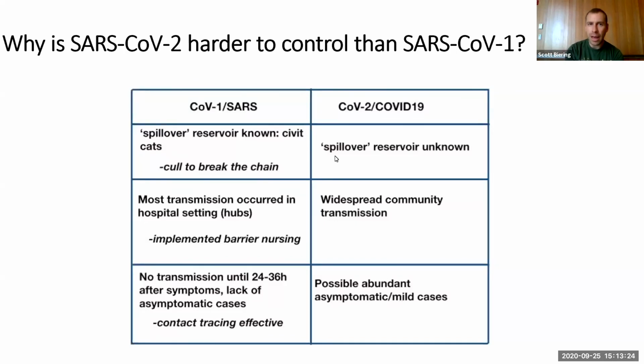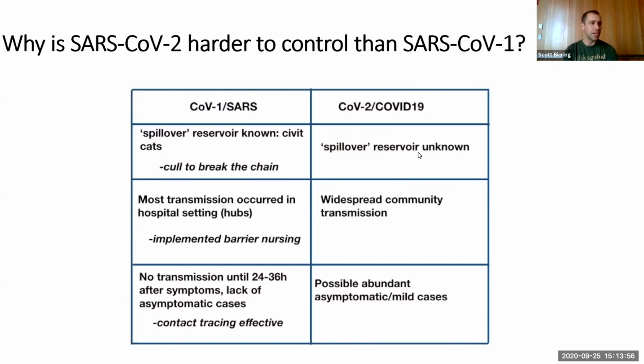So there are a couple of major factors. One initial thing was that we weren't sure what the intermediate host was. For coronavirus 1, we know that it's the civet, and you can cull the chain: if people are bringing in civets for pets or for meat, you can stop that and slaughter the animals that are normally used for meat and get rid of them. Originally we didn't know what the spillover was for humans. But right now, I think it's pretty stable within the human population.